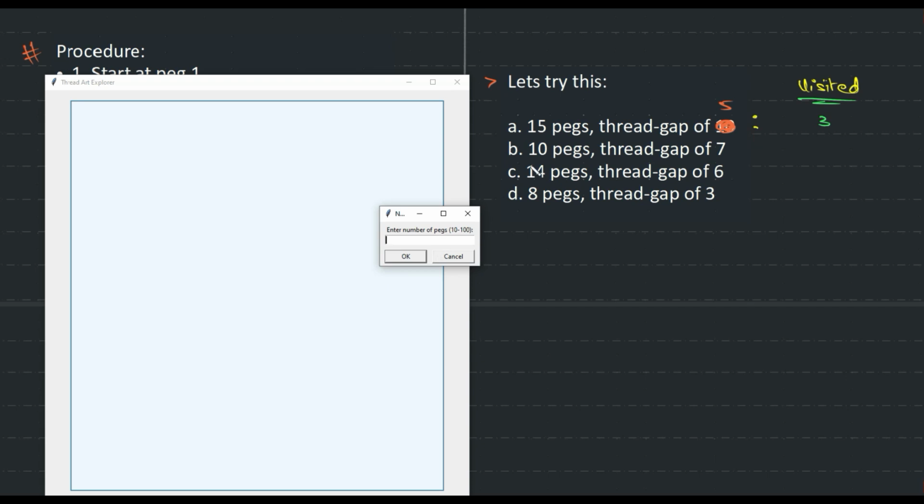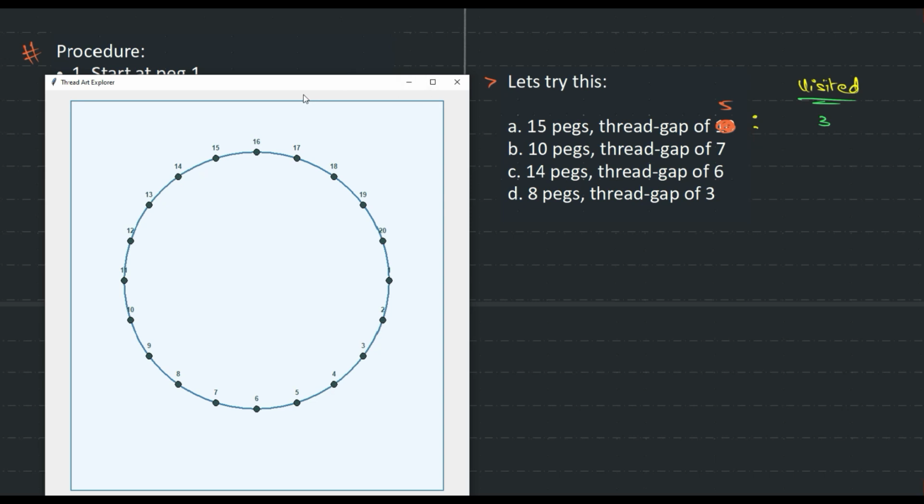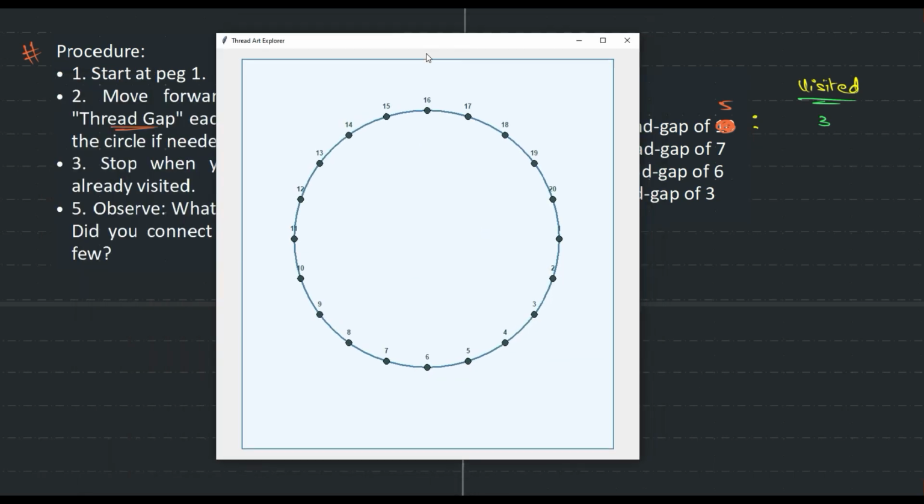Instead of 10, I'll choose 20, guys. Then it will be possible. 20 pegs and we have 7. Okay. The gap is 7. So we can see that we have 20, right? 20 pins, and we're starting off with 1 to 8. So we have a gap of 7.